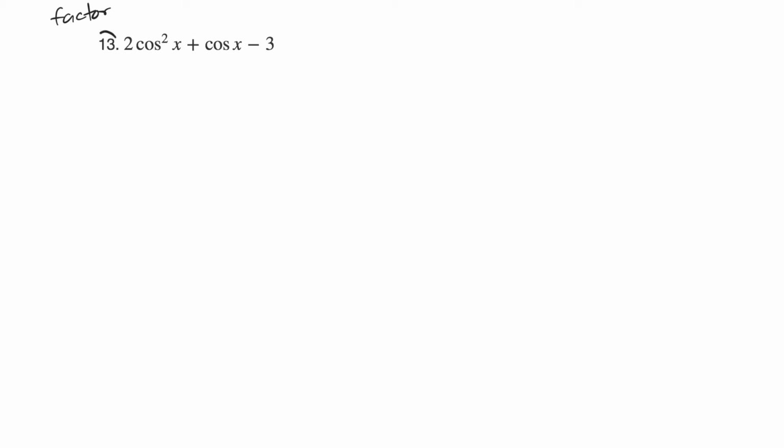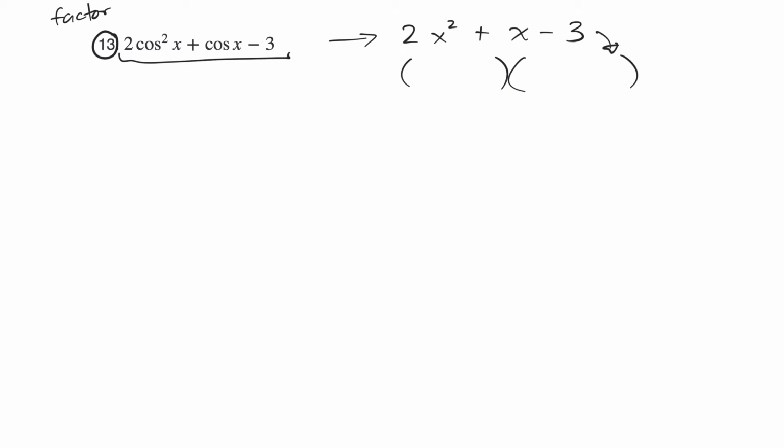When you look at question number 13 here, it looks a little bit strange because you've got a cos squared and a cos, but this is very similar to this question. And what we're asked to do is factor that. Lots of people factor that using guess and check. You can also use the AC method to factor that. So this trig one is the same thing.